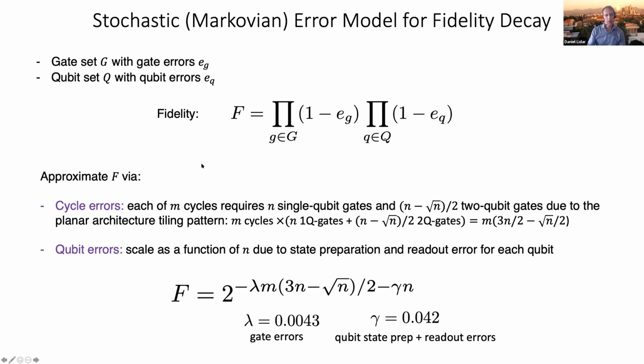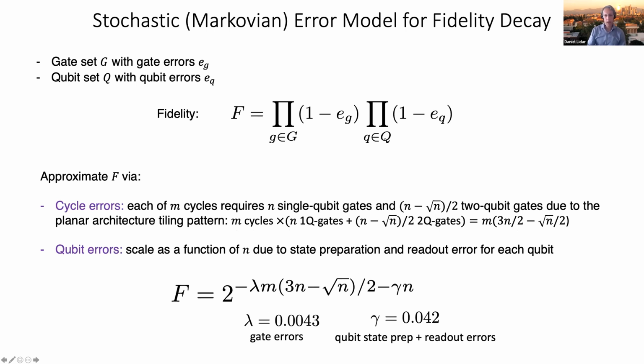And then we can approximate this as follows. For each cycle, we have n single qubit gates, and you need n minus root n over two two-qubit gates due to the tiling pattern that they used on a planar architecture. So if you multiply m cycles by n one-qubit gates and n minus root n over 2 two-qubit gates, you get a total like this. And that is the expression you see here, with one fit parameter lambda, which we now interpret as the gate error rate.